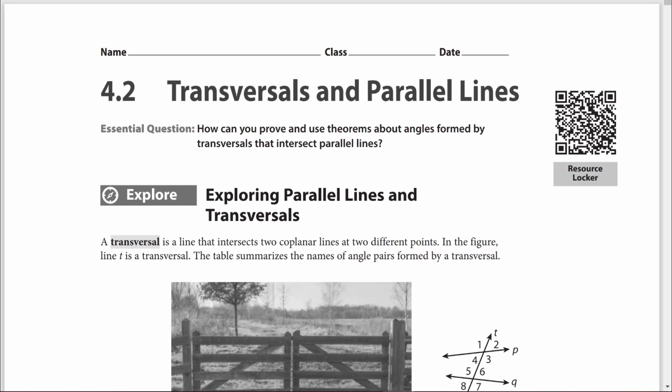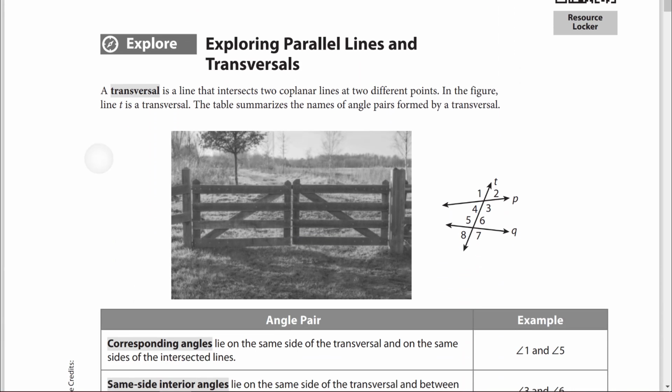Hi, Geometry. We're going to be doing section 4.2 today, transversals and parallel lines. So first, a couple definitions.